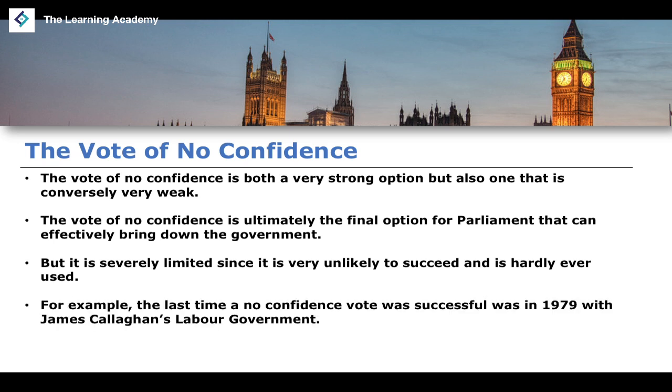And an example of the last time it was actually successful was in 1979 with James Callaghan's Labour government, and it was only successful by one vote. So it was very, very close to being unsuccessful at the same time. And this was in 1979. This was over 40 years ago. So we can see that the vote of no confidence is not particularly helpful, but it does represent a very, very strong, often called the quote nuclear option for scrutiny of the government by Parliament.